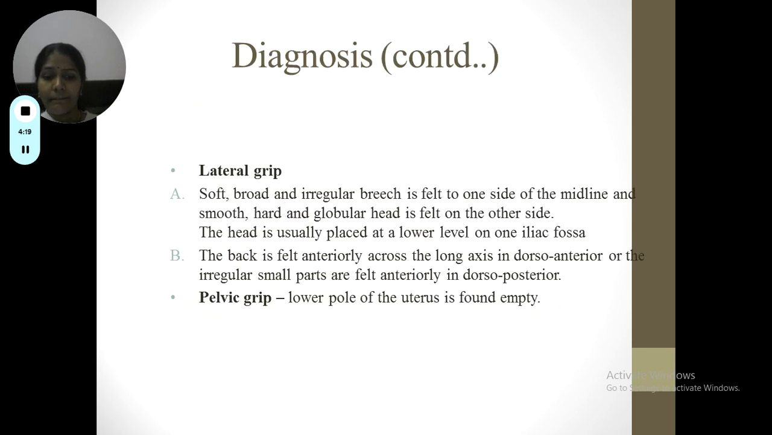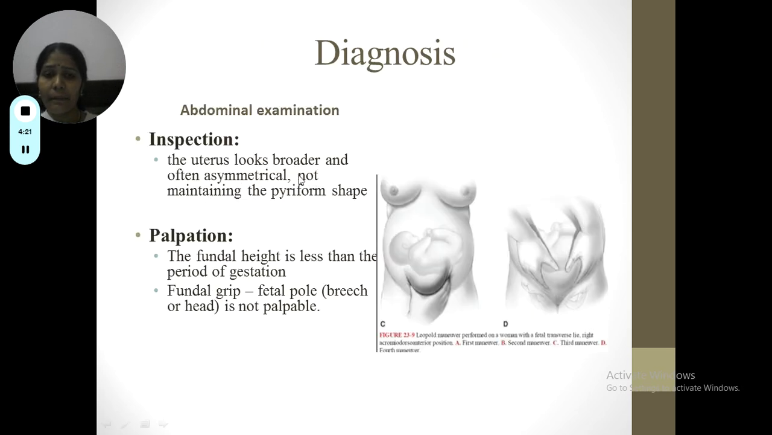So that is the transverse lie, where head is occupying towards one lateral wall of the uterus and the breech is towards the other lateral wall of the uterus. So this is irregularity. So the uterus looks asymmetrical.